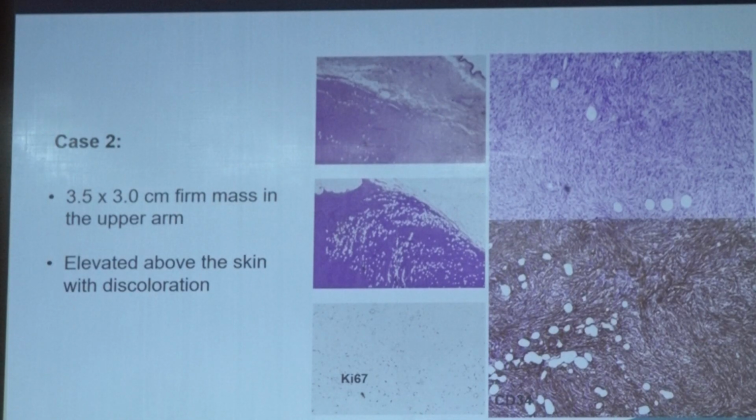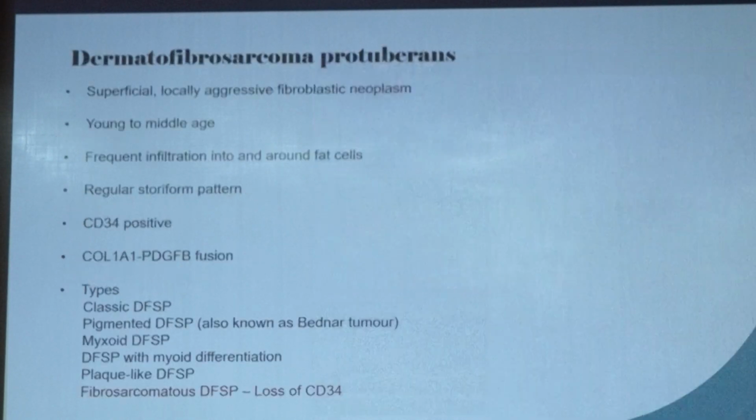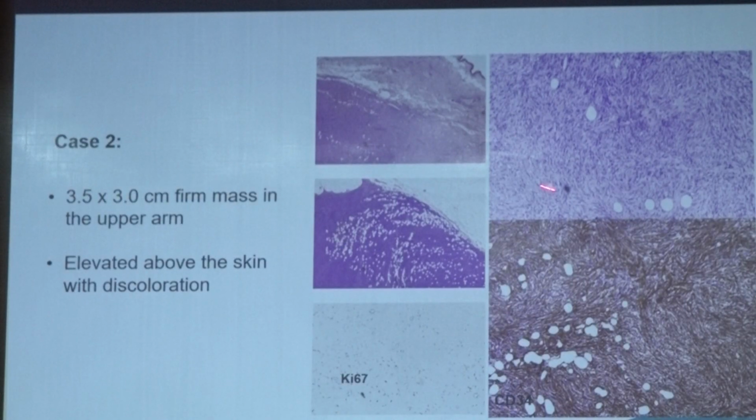And it is also showing us this pattern where we can also find some storiform pattern, and this is the CD34, which was strong diffuse positive. So this was dermatofibrosarcoma protuberans.